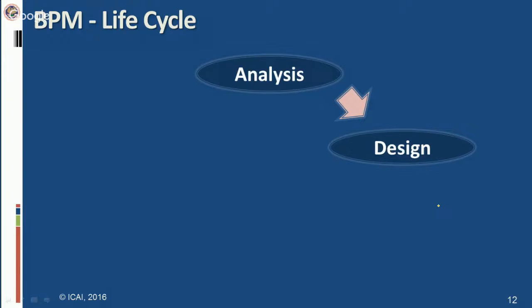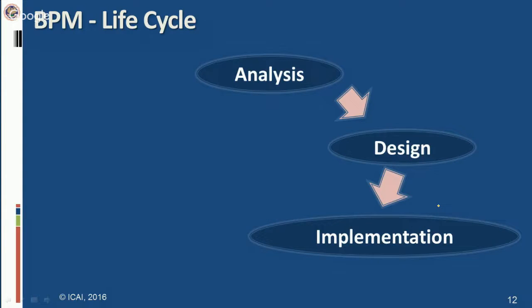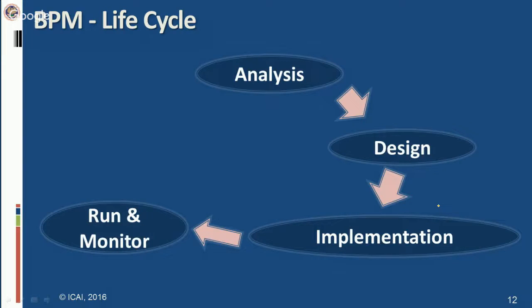So the analysis would be followed by the design phase, which will involve the evaluation of potential solutions to meet the identified needs, business process designing and modeling. Then will come the implementation, which would involve the project preparation, blueprinting, realization, and final preparation, which will be implemented. Then after the implementation, it will be run and monitored. So the business process will be executed in this particular phase and it will be constantly monitored.